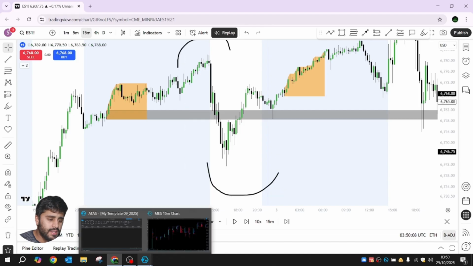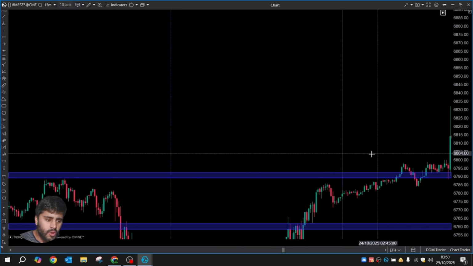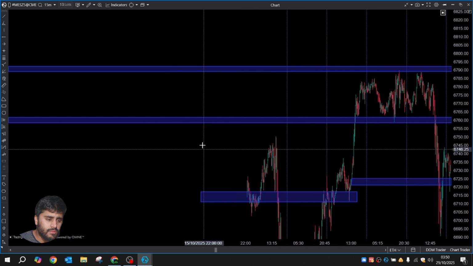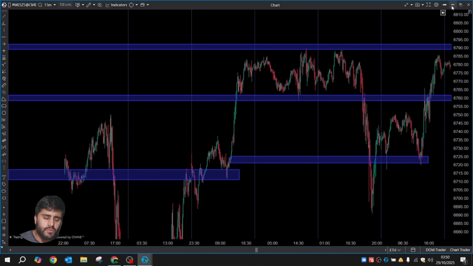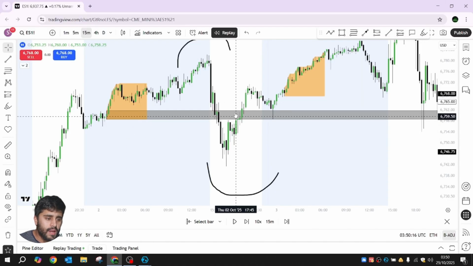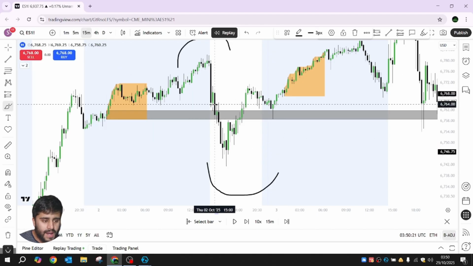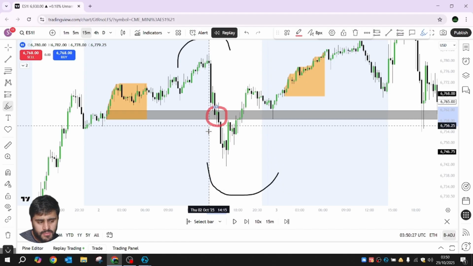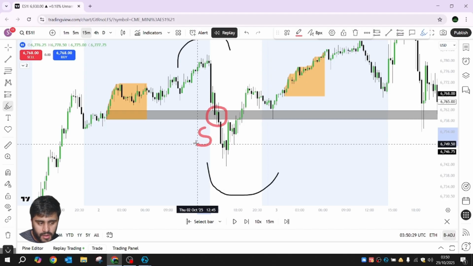If we go to the ATAS footprint charts, what we can see is this level, we don't even have data on it, but this level held as a strong area of supply. The reason why is because there were passive sellers sitting in this region. Let me put that in a different color. There were passive sellers sitting over here, so this means that this is an area of supply.